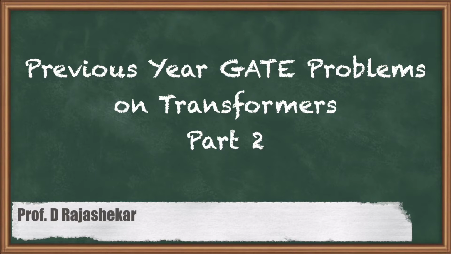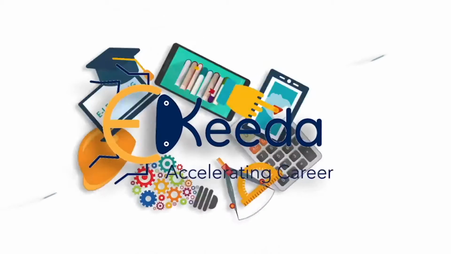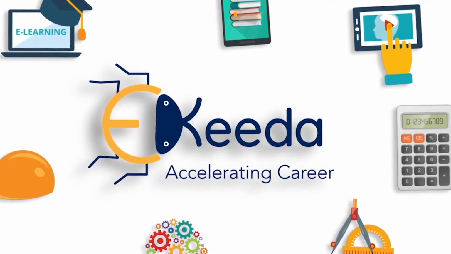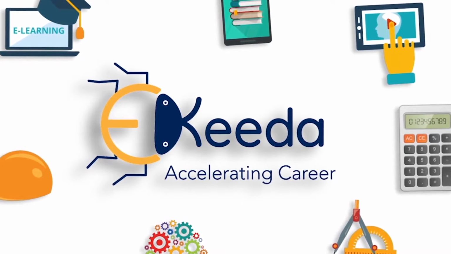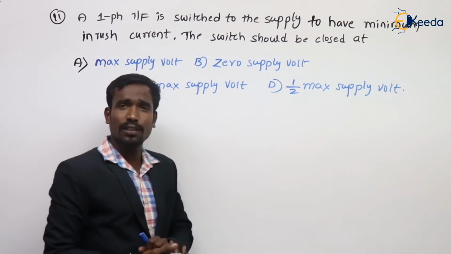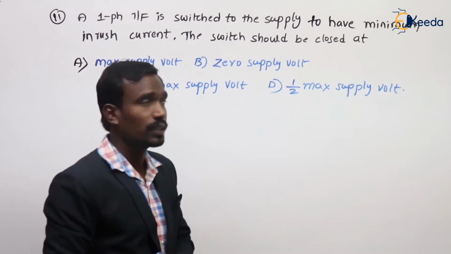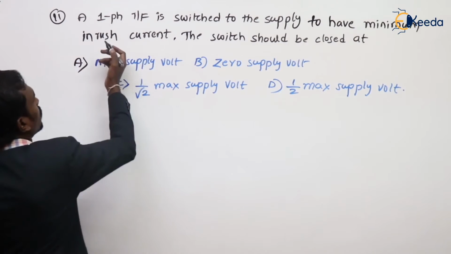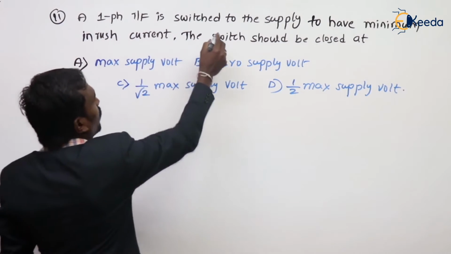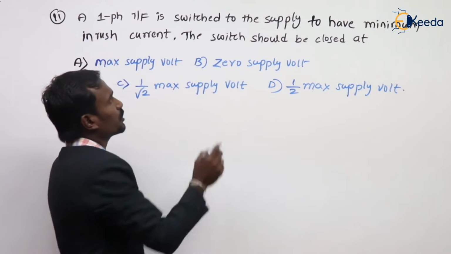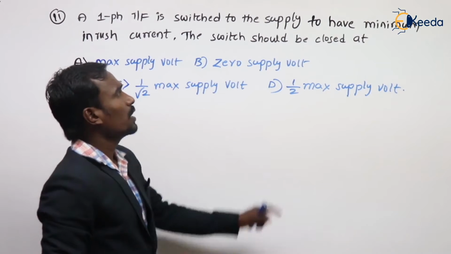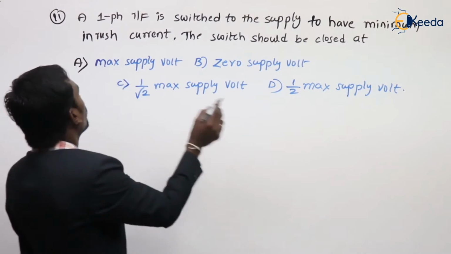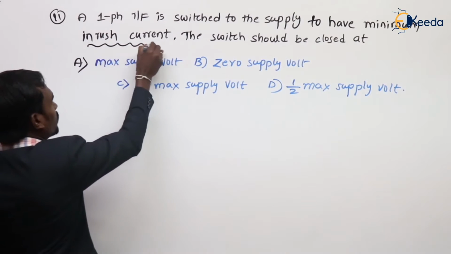In this video, we are going to discuss a previous GATE question. This is a question on switching transients. A single phase transformer is switched to the supply to have minimum inrush current.